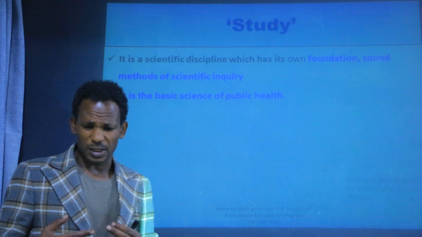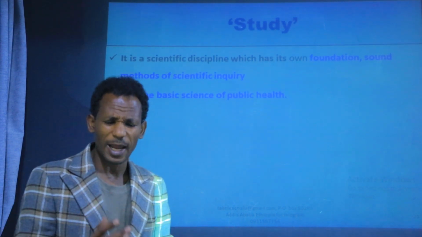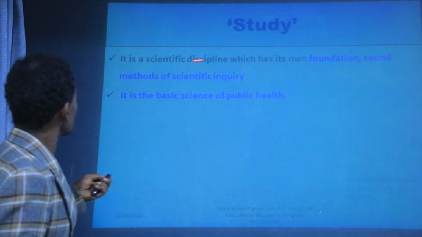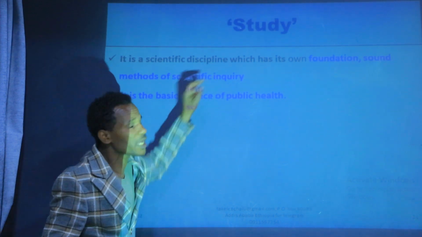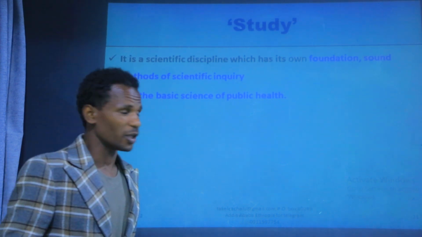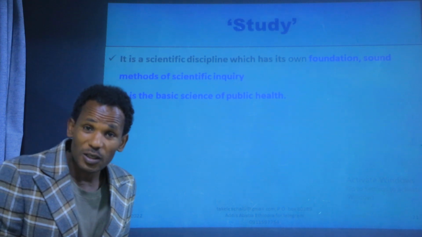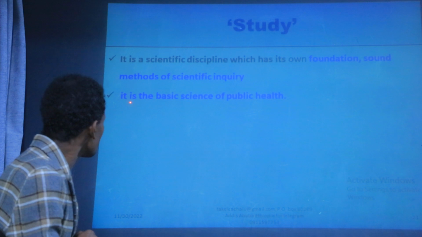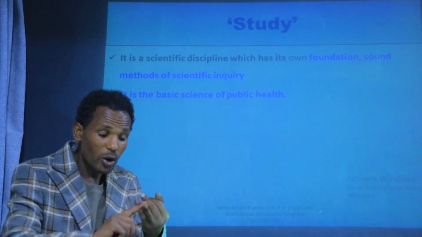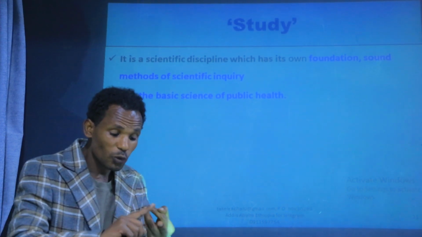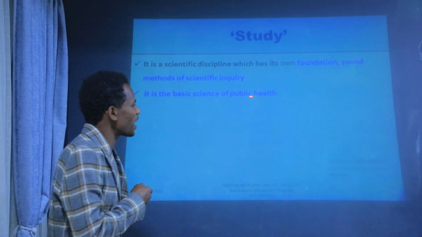In epidemiology, there is study. Study means a procedure, a discipline, a process, a guideline, steps, or plans. Epidemiology is a scientific discipline with its foundations in the method of scientific inquiry. For this reason, epidemiology is a basic science in public health. As we say, epidemiology is the science of inquiry, the cornerstone of public health, and the science of solving health problems. Even if it is the cornerstone, it is the basic science of public health.